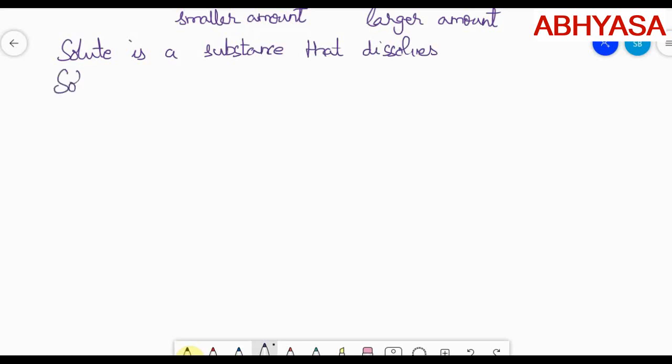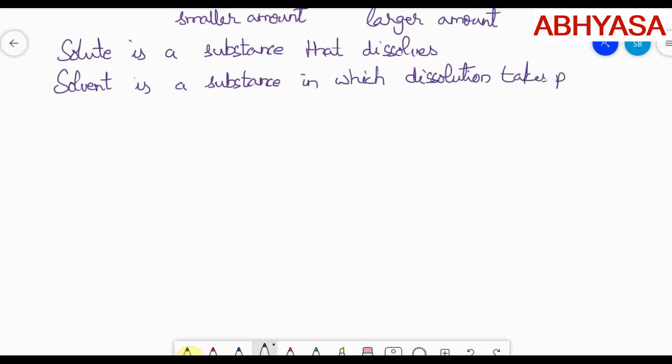Then what will be solvent? Solvent is a substance in which dissolution takes place. Means it is allowing other substance to dissolve in it. So solute is a substance that dissolves, and solvent is a substance in which dissolution takes place. So that is about the basic meaning of solution as well as the terms solute and solvent.